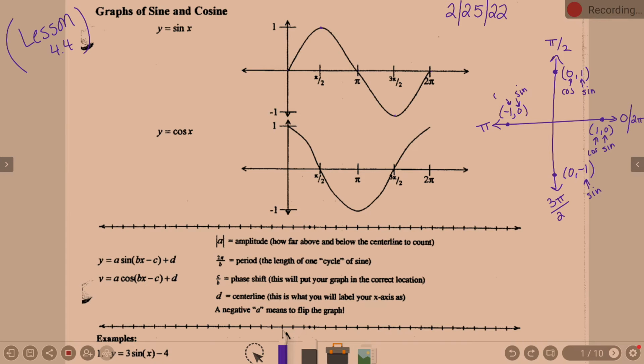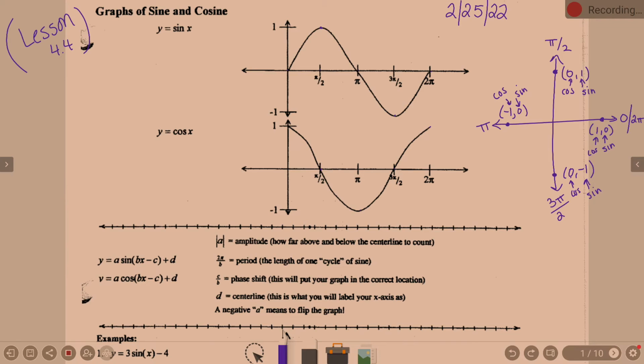I don't know if you like that connection or not, but the same is true for cosine. The cosine at 0 is 1. Cosine at pi over 2 is 0. Cosine at pi is down at -1. Cosine of 3 pi over 2 is 0. Cosine of 2 pi is up at 1.